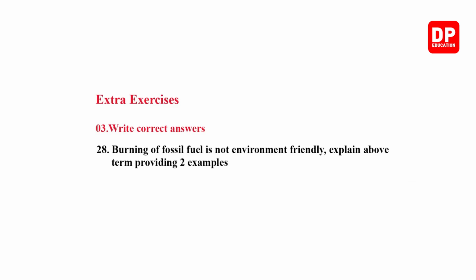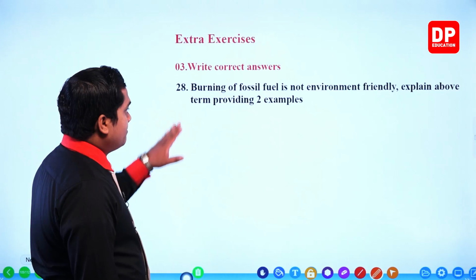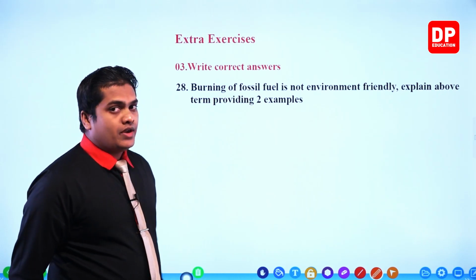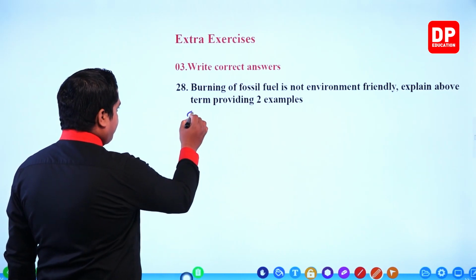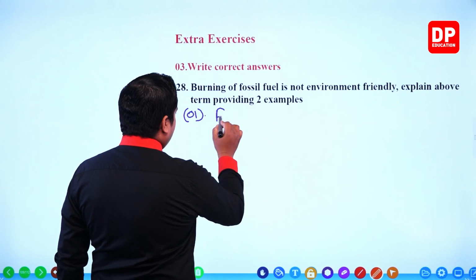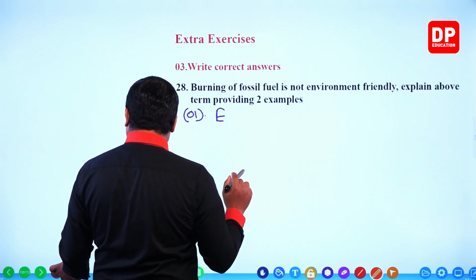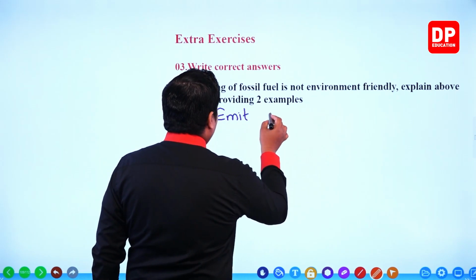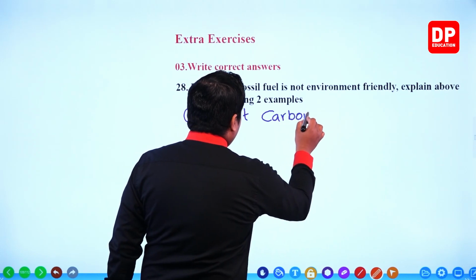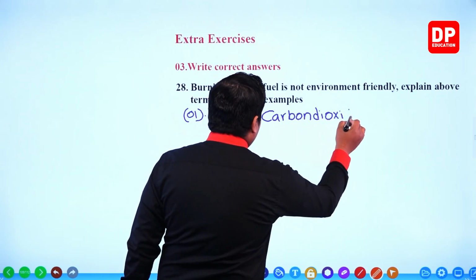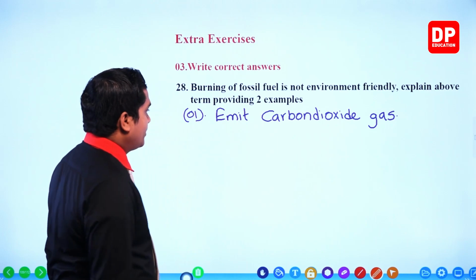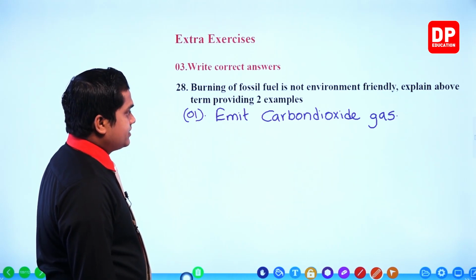Now the next question. Burning fossil fuel is not environment friendly. Explain the term providing 2 examples. Burning fossil fuel is not environment friendly. So you have to explain the term providing 2 examples. Number 1. Emit carbon dioxide gas. So it will emit carbon dioxide gas.